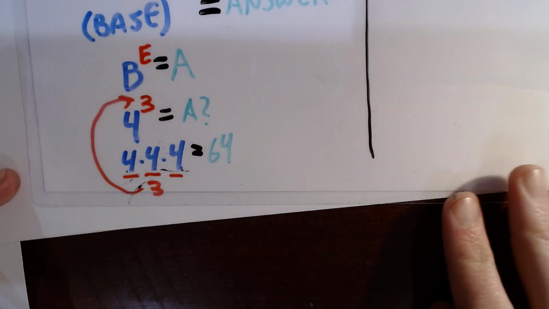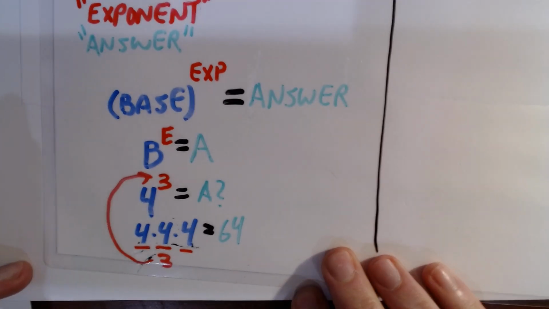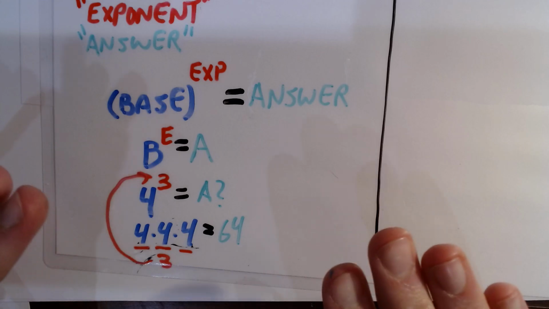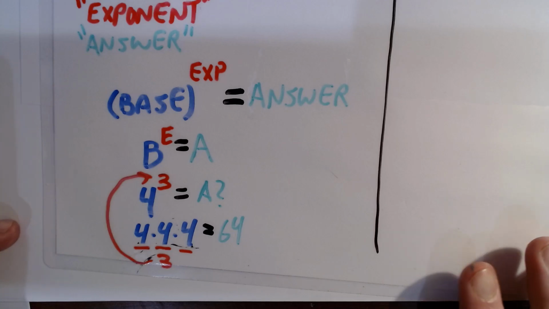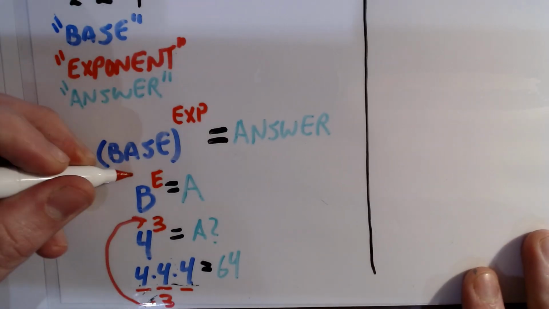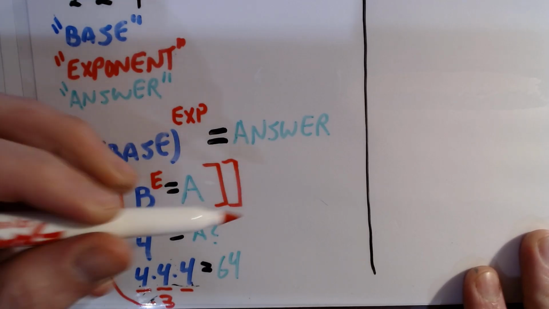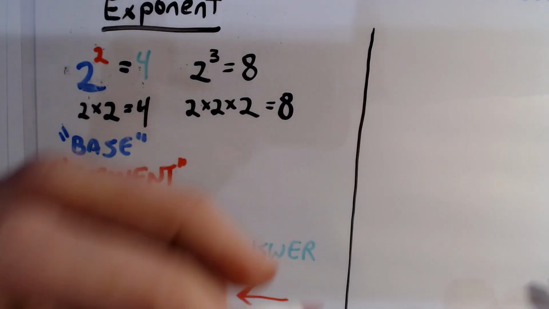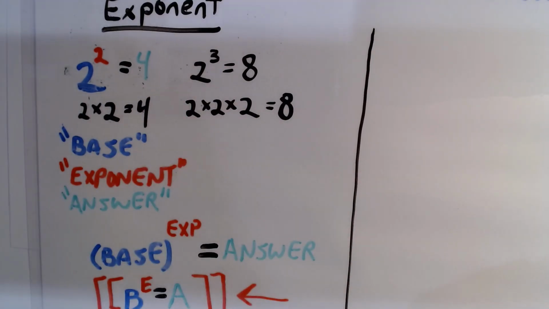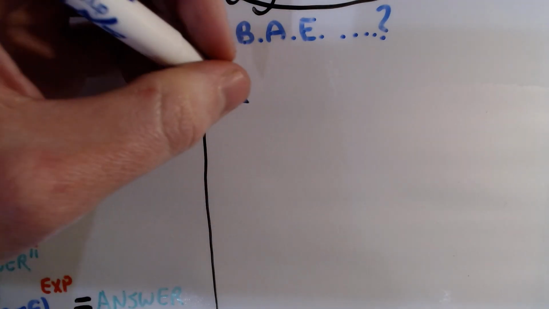If this concept is foggy or difficult to you, take a brief moment, hit pause on this video, let that soak in. Okay, if you're feeling good about that, remember now this b to the power of e equals a that I was talking about, okay? And we're going to move that over here.